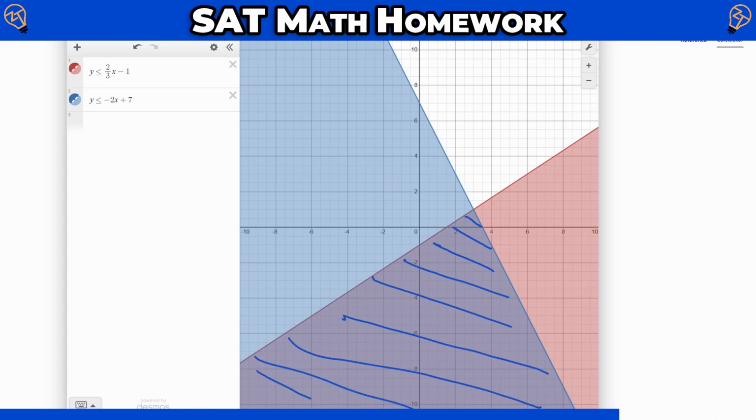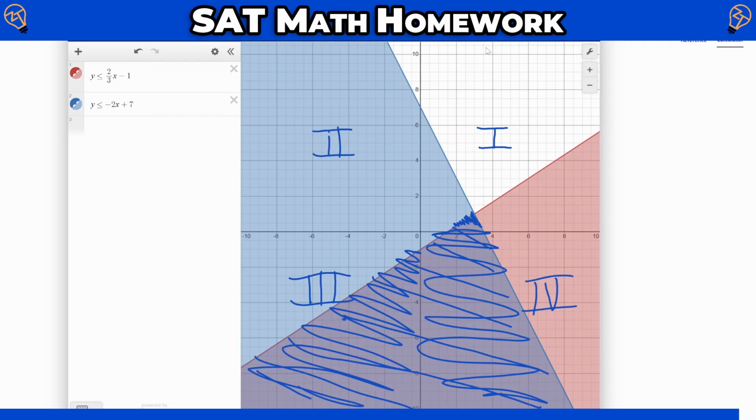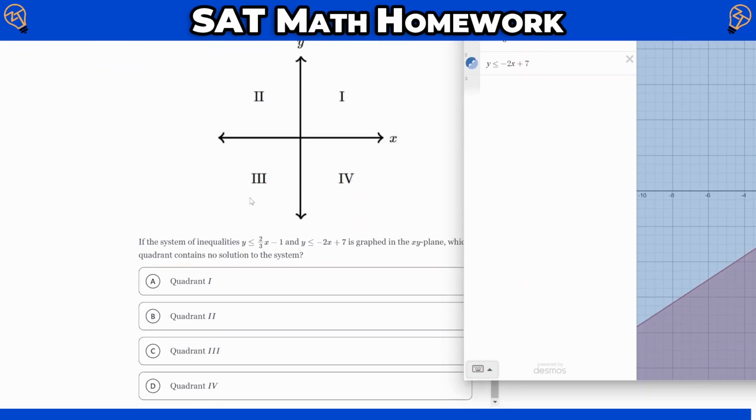And let's talk about quadrants. So you have quadrant 1 is in the upper right corner. Then we go counterclockwise to quadrant 2, 3, and 4. So notice you have solutions in the first quadrant. You have it in the third quadrant. You even have it in the fourth quadrant. The only place you don't have both blue and red shading is in quadrant 2, which makes the correct answer B.